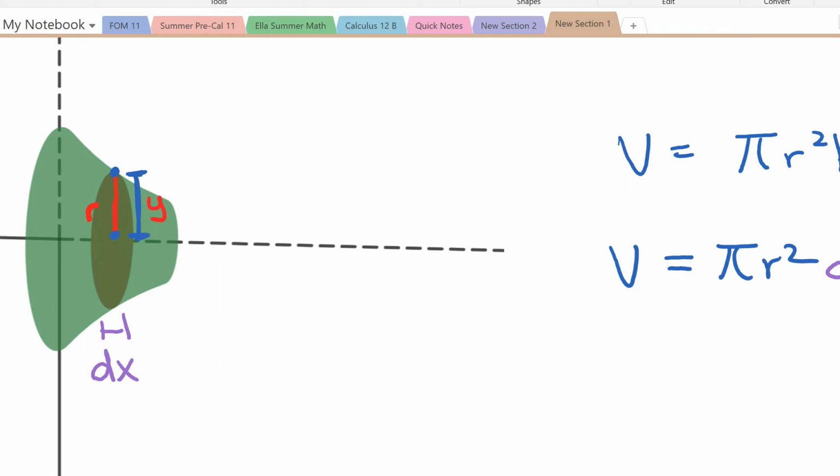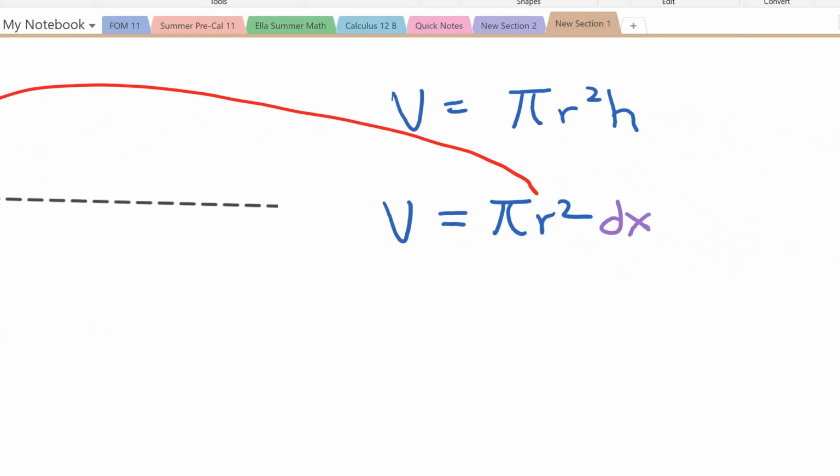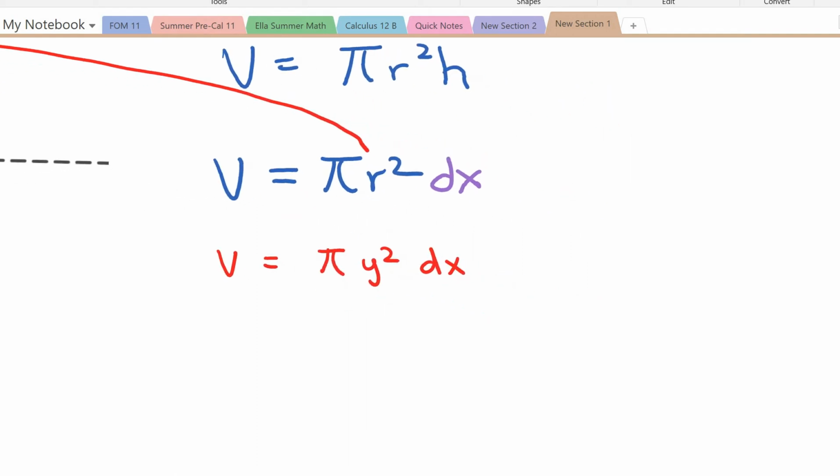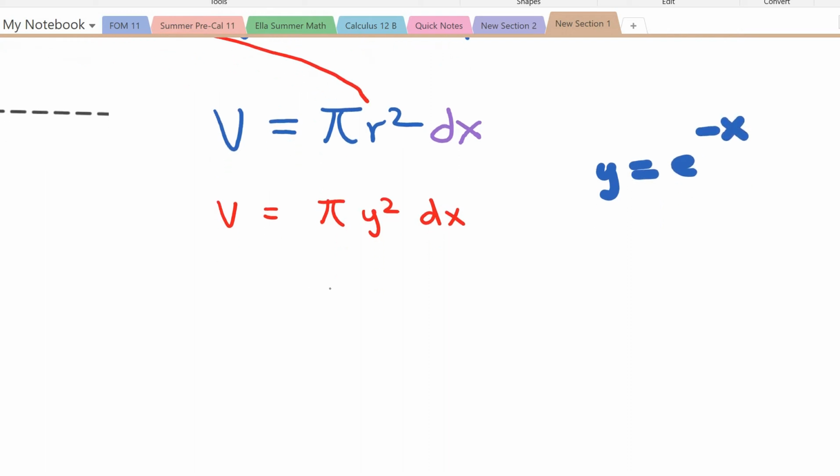So my radius is really the y variable. Let's go ahead and plug that in for my radius here. If I do that, my volume is now going to be pi y squared times dx. Then ask yourself, what does y equal to? Well, the original problem has y equals e to the power of negative x. So let's substitute that in now. This is pi times (e to the power of negative x) all squared, times dx.